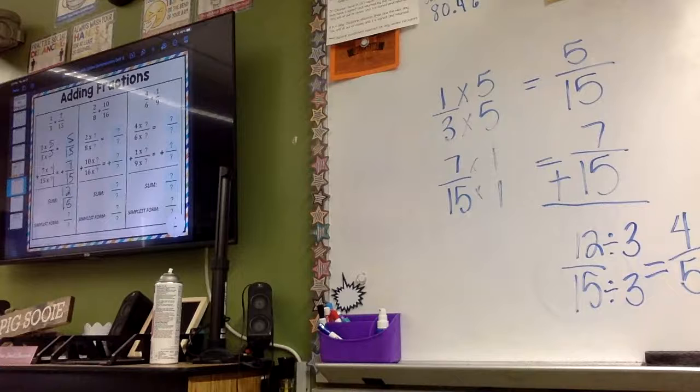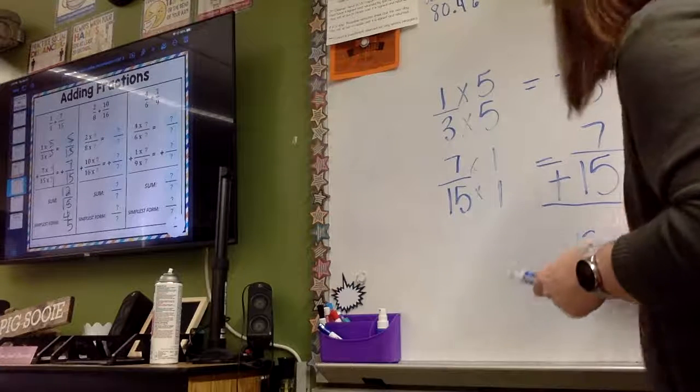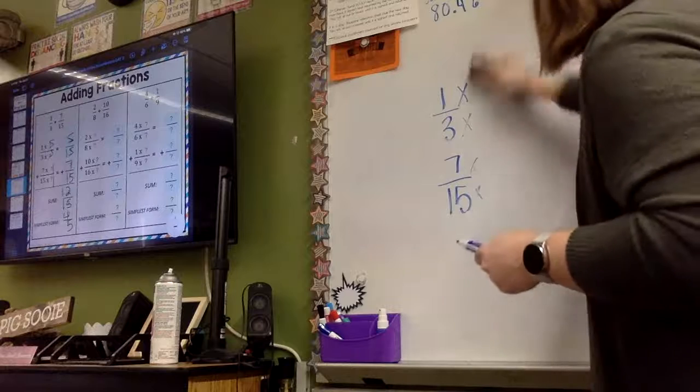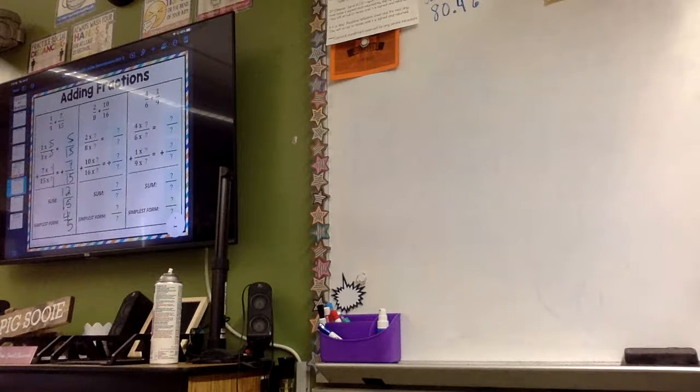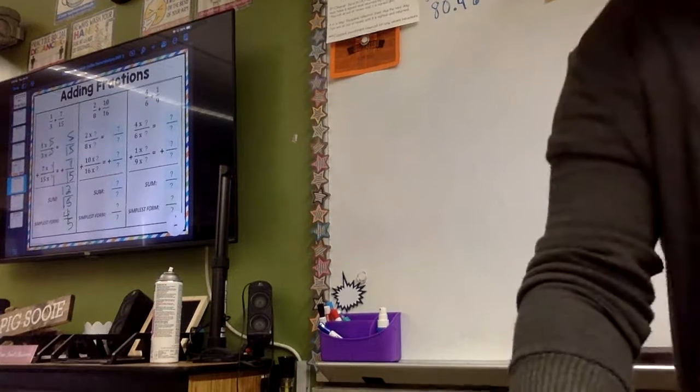You just have to know, well, 12 and 15 are both multiples of 3. So I can divide both by 3 and get a simpler answer. So on this one, my answer is 4/5. Okay, let's try the next one. So I want you to write the next one down. Try it on your own.